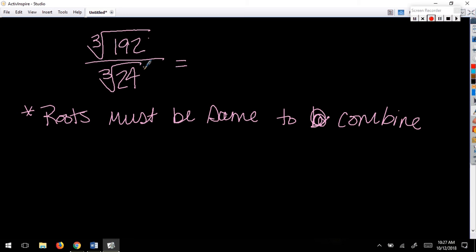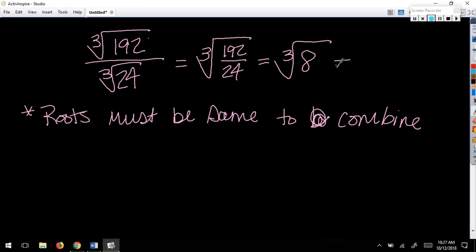But what I'm going to do is go backwards on that little property that we talked about just now, and do 192 divided by 24 under the same radical. So if you take out your calculator, you'll know that 192 divided by 24 is 8. And what times itself 3 times gives you 8? You would get 2. Okay, so that's a pretty easy explanation of roots.